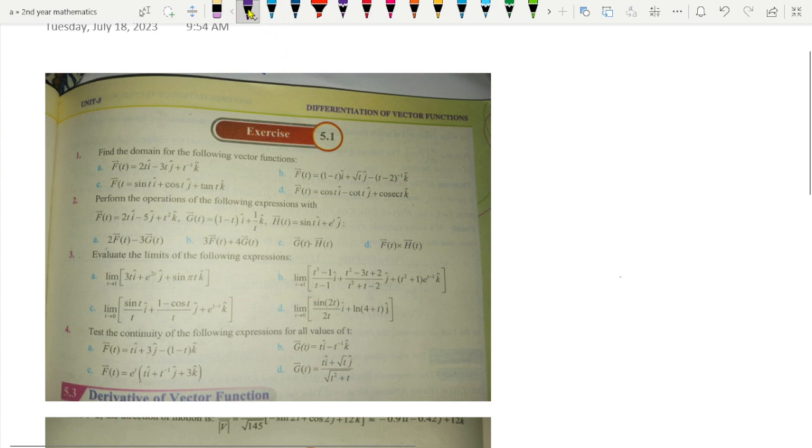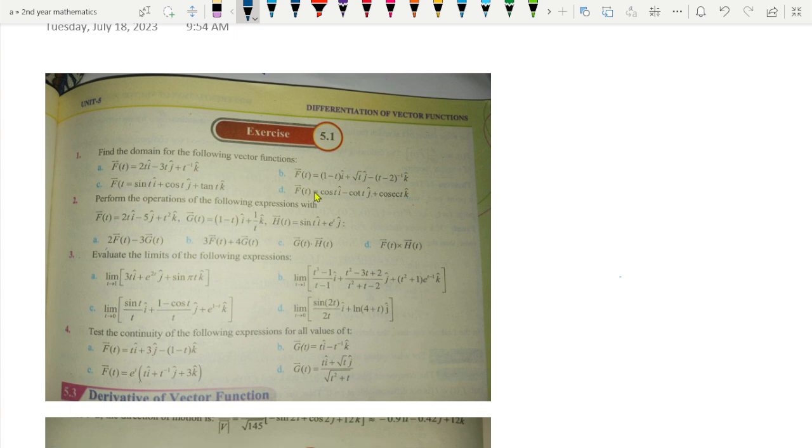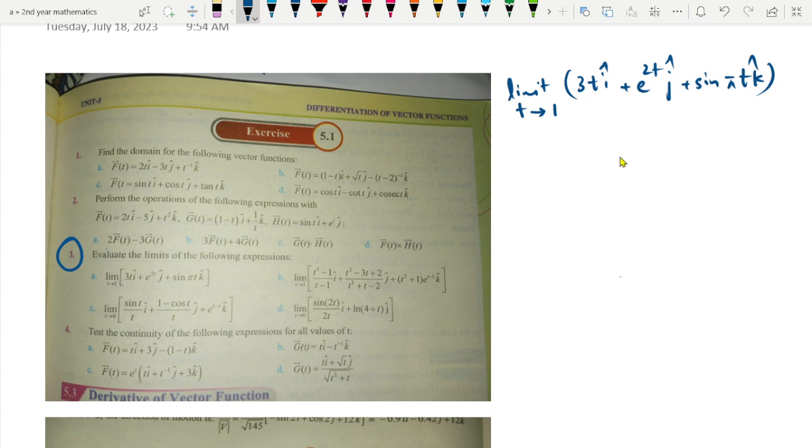Here we will discuss question number 3. Evaluate the limits of the following functions. So the limit as t approaches 1 of 3t i plus e^(2t) j plus sin(πt) k. Simply apply the limits.